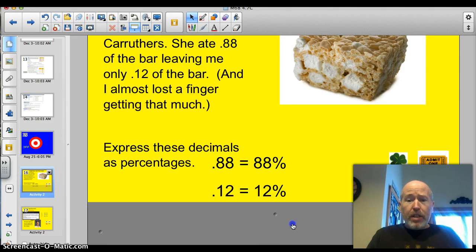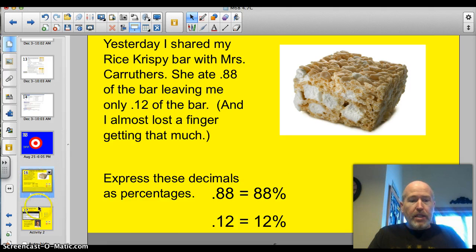0.88 is 88%. 0.12 is 12%. And that's all there is to it. You just move the decimal a couple of spots, and that's how easy it is.